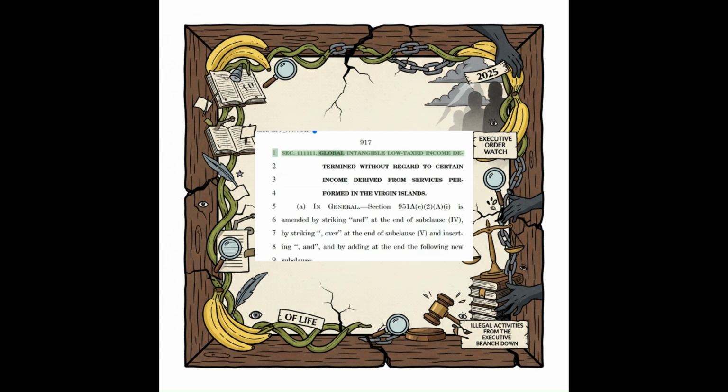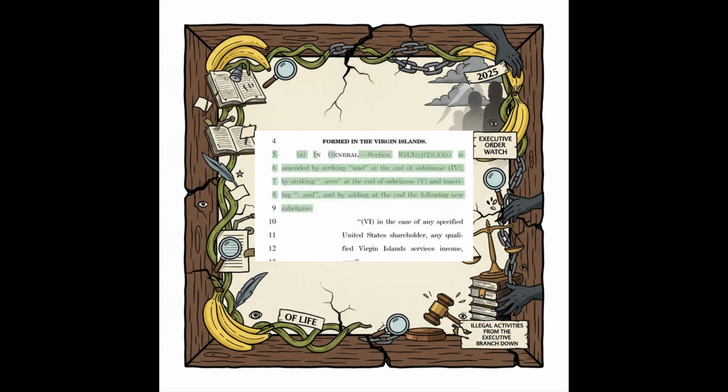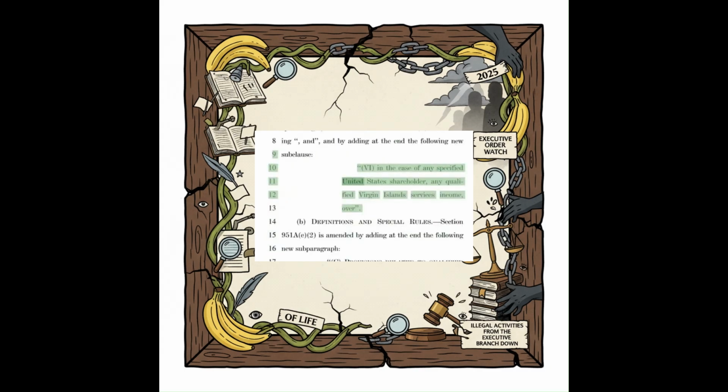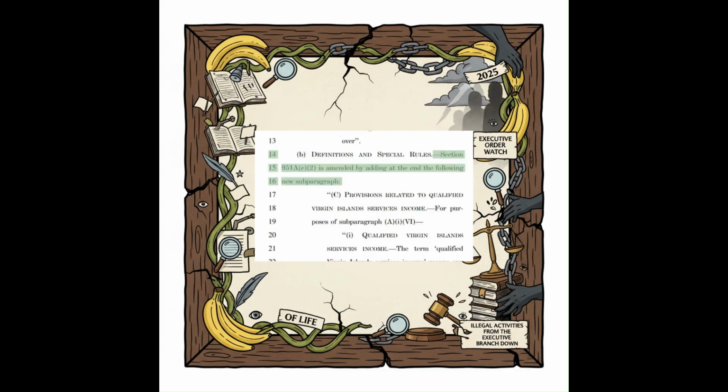Sec. 111,111. Global intangible low-taxed income determined without regard to certain income derived from services performed in the Virgin Islands. Section 951A is amended by striking over at the end of subclause and inserting and, and by adding at the end the following new subclause: in the case of any specified United States shareholder, any qualified Virgin Islands services income. Definitions. Section 951A is amended by adding at the end the following new subparagraph.